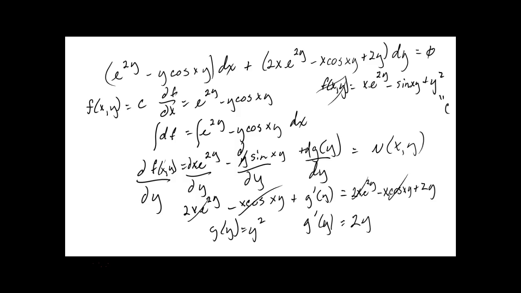All right, let's see what they've got. It took them a while to get it. x e to the 2y minus sine of xy plus y squared. And they've put plus c is equal to 0. I don't know why they did it that way. You could have put equal c.